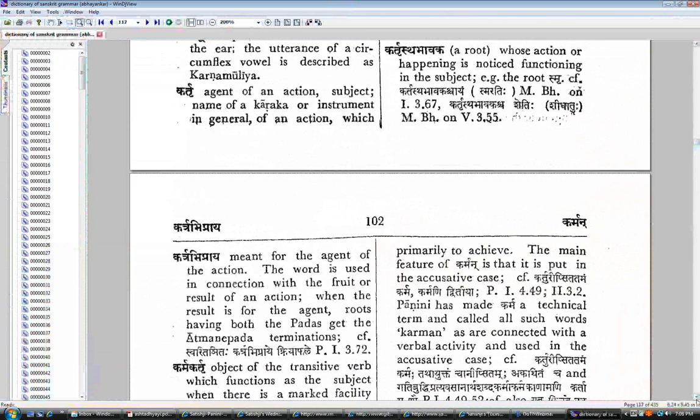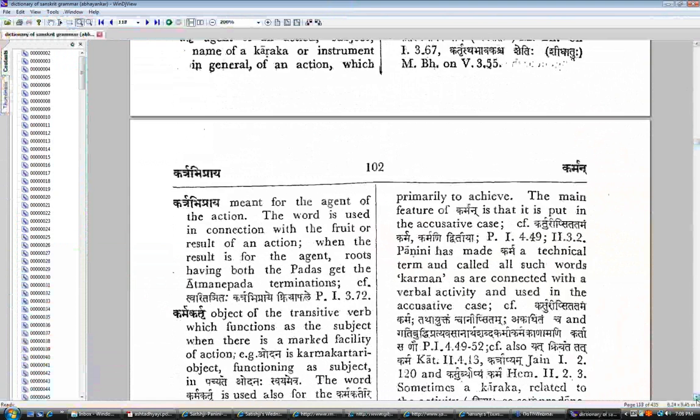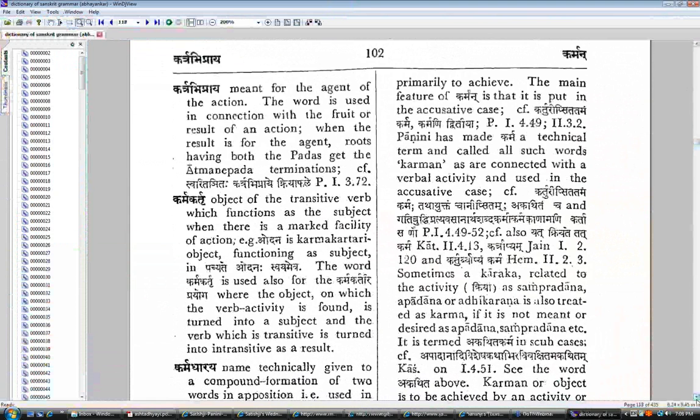Yes, karma kartru. This is the object of a transitive verb, which functions as a subject when it is marked, when it's a marked facility of action. For example, odana. Karma kartri, object function is a subject, like pachyate odanaha swayameva. So like when we say that the rice gets cooked, the rice is cooked by itself. The object of a transitive verb functions as a subject when there is a marked facility of the action.